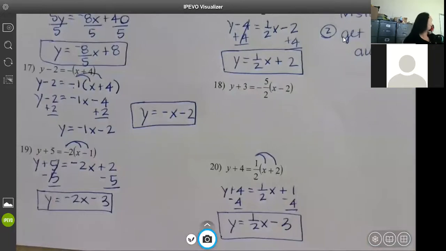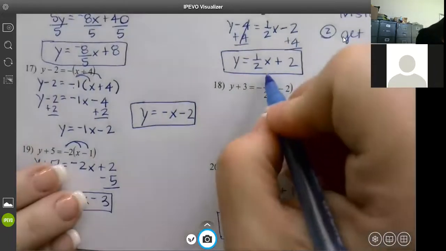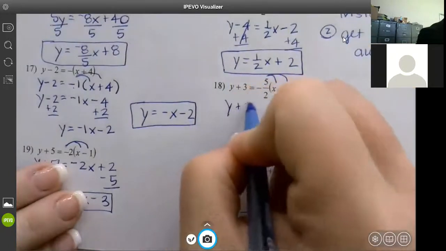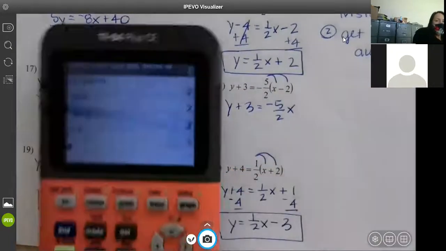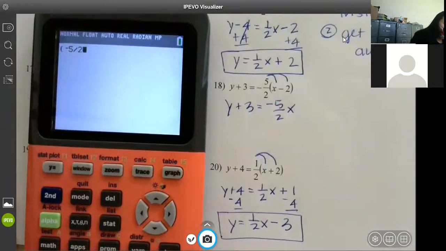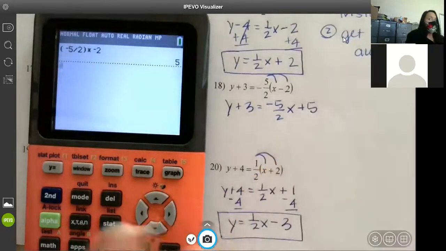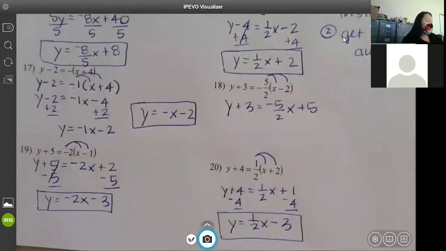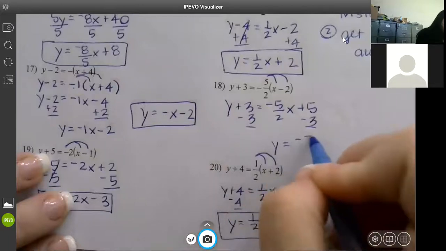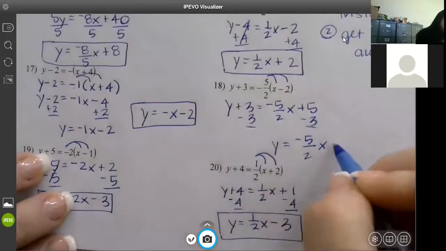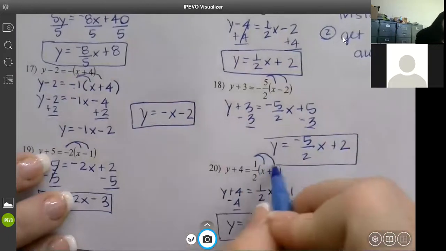That's not something that you can probably do in your head, so use that calculator. Distribute your -5/2 x. So we get y plus 3 equals, squish them together, -5/2 x, and then use your calculator. -5/2, I put it in parentheses, and we're multiplying it times -2. What did we get? A +5. So it's easy if you use your calculator. How do I finish it? I get y equals, my slope was negative 5 halves x. 5 minus 3 is 2. Perfect.